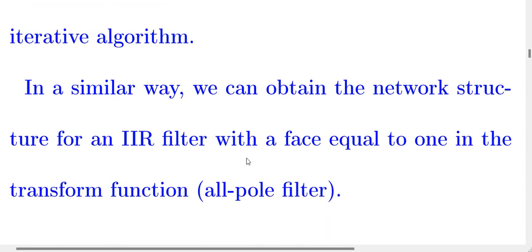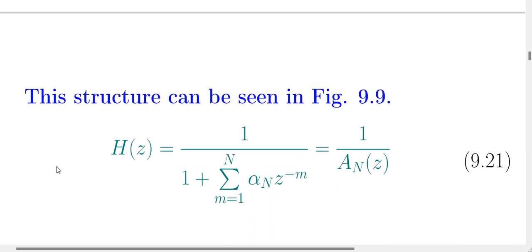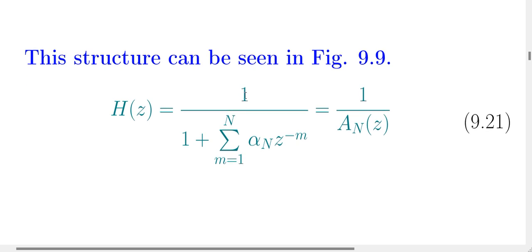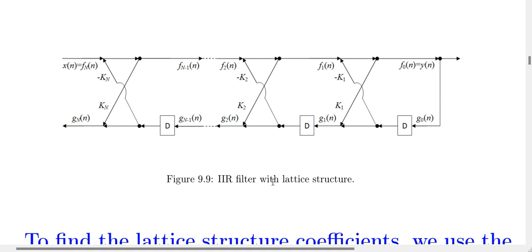In a similar way, we can obtain the network structure for an IIR filter with a numerator equal to 1 in the transfer function, an all-pole filter. This structure can be seen in figure 9.1. H of z is equal to 1 over 1 plus sigma m from 1 up to capital N alpha n of m times z to the power of minus m, which is equal to 1 over An of z. This is an IIR filter with lattice structure.